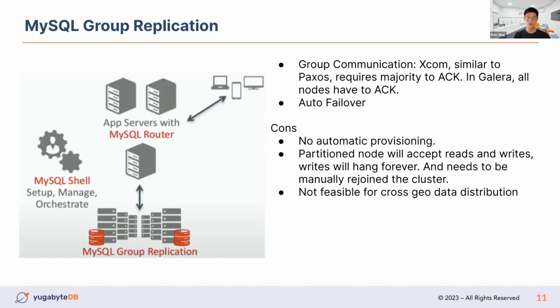Another important drawback is that when a network partition happens, the partitioned node will also continue to accept the reads and the writes. However, the writes will hang forever and need to be manually rejoined to the cluster. So not sure whether it is a bug or a limitation of the current setup. And also, it's not feasible to do data distribution across geographic locations, right?